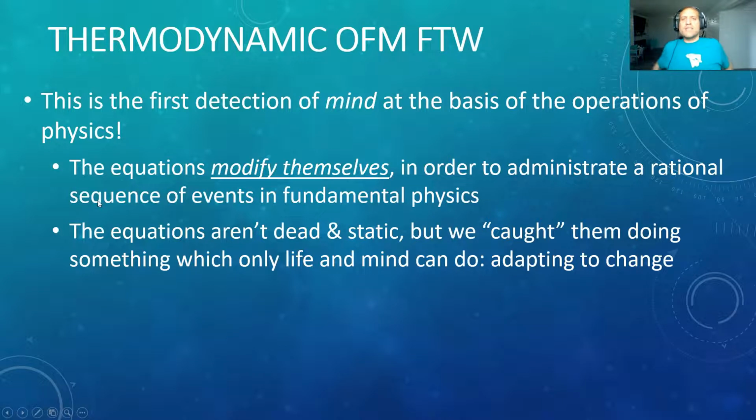Ontological thermodynamics, ontological Fourier mathematics and thermodynamics, first the wind. For the wind, this is the first detection of mind at the basis of the operations of physics. So the equations had to modify themselves. I had to do that in code. And because I had to do that in code to get what reality actually does, that means that that's what reality is itself doing in order to administrate a rational sequence of events in the fundamental physics. So the equations themselves are changing.